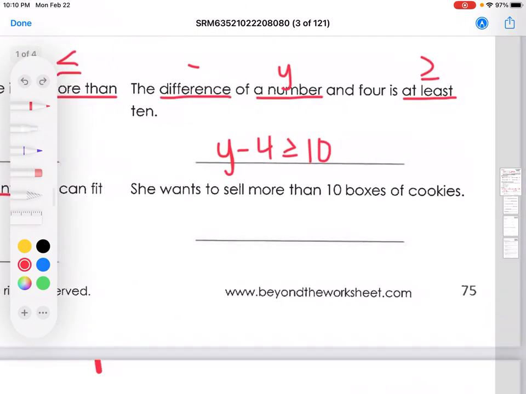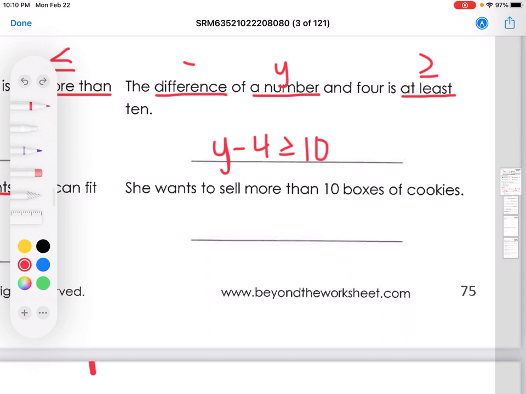Okay, she wants to sell more than 10 boxes of cookies. So more than tells me that I'm going to use the greater than symbol. It doesn't say that she wants to sell 10 boxes or more. It says she wants to sell more than 10 boxes. So I do not need an or equal to in my symbol. And then my variable is going to be talking about the boxes of cookies that she sells. Again, I don't have any words that would indicate an operation, so I can just write my inequality. So the boxes of cookies that she wants to sell is greater than 10.